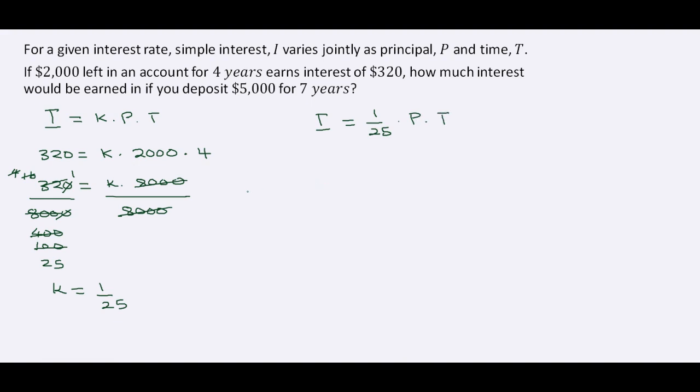So now we have a situation where we have a deposit of 5,000 for 7 years and we want to find out the interest. So the interest in this case is going to be 1 over 25 multiplied by P, which is 5,000, and then multiplied by 7. So let's do it this way. 5,000 times 7 is 35,000. So we have 35,000 and we're dividing by 25.